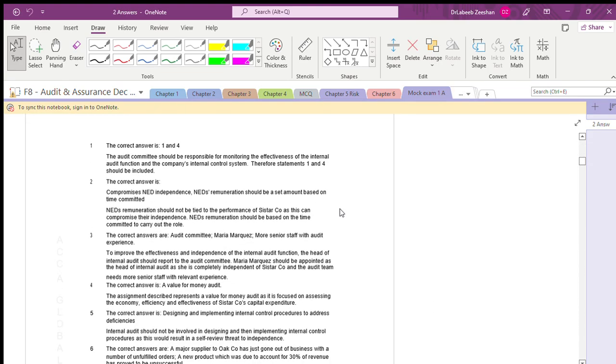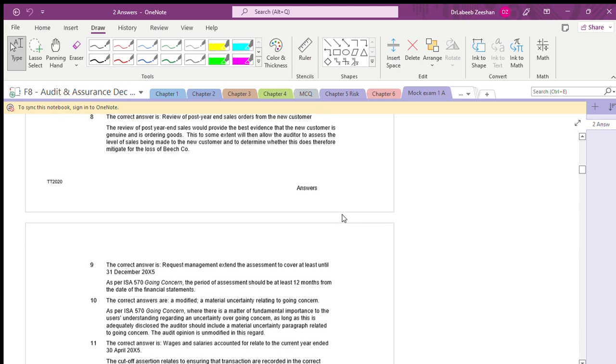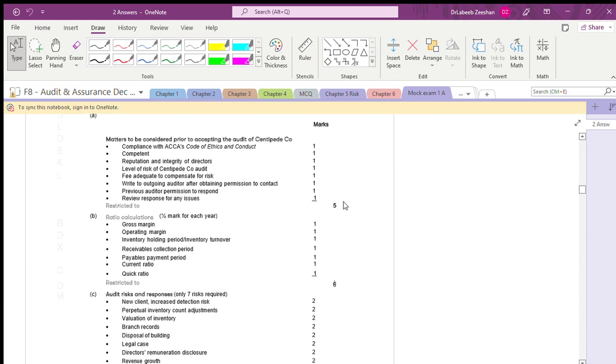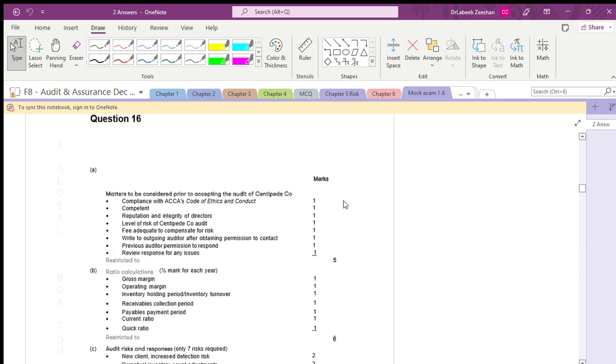Here you have the answers for all the things. I will send you this file once it's done. Now you see, it is stepwise marking. We are not going to go into detail. I will give you the requirement: what matters should be taken into consideration, 5 marks, any 5.